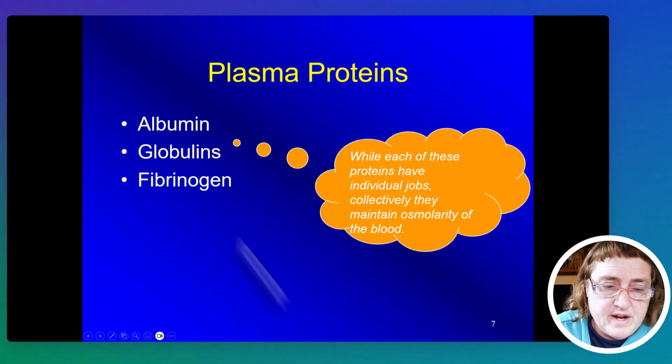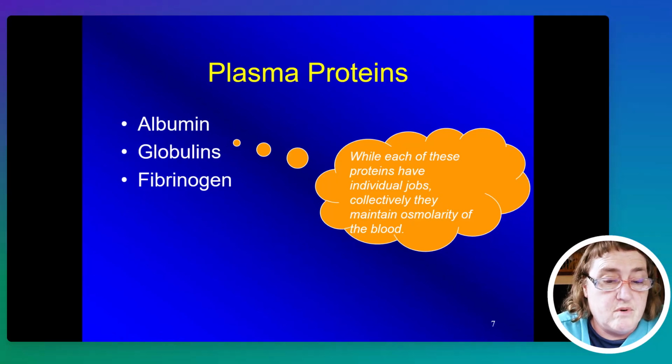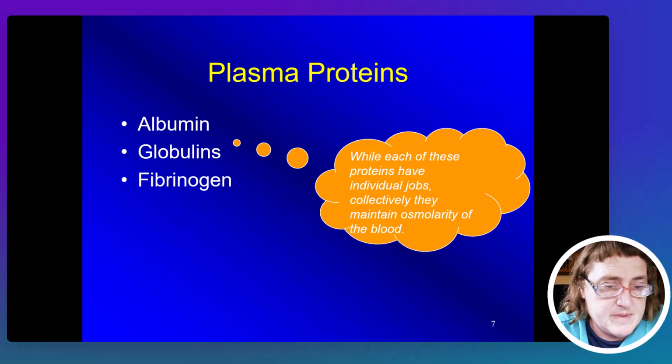Albumin helps carry fatty acids and other particles in the blood. Globulins are important for immunity. They can carry vitamins and lipids, but their main job is antibodies to help with the immune system. And fibrinogen is one that's going to play a big role in the clotting process. So together, the plasma proteins help maintain osmolarity, but they also act as transporters, antibodies, and clotting factors.